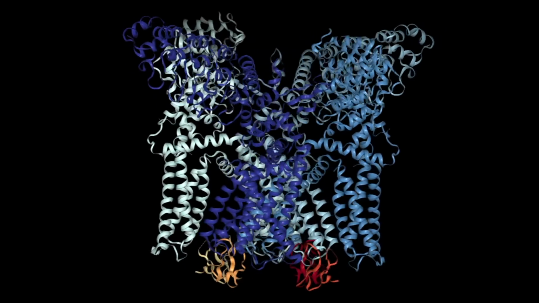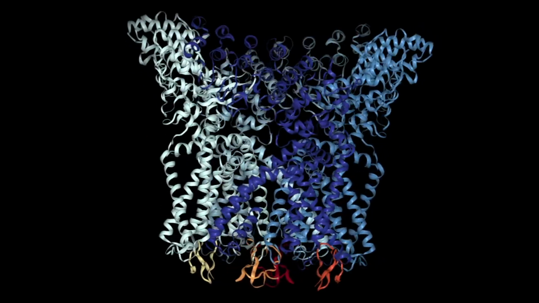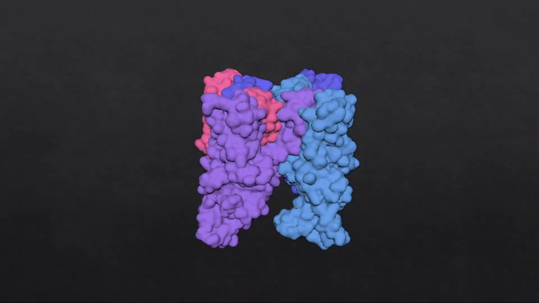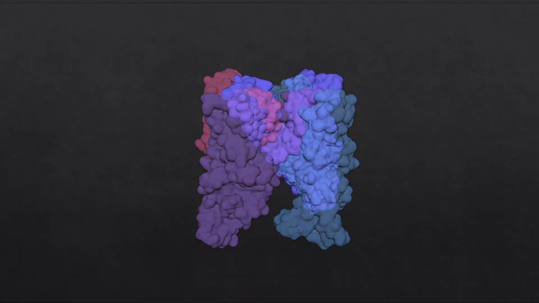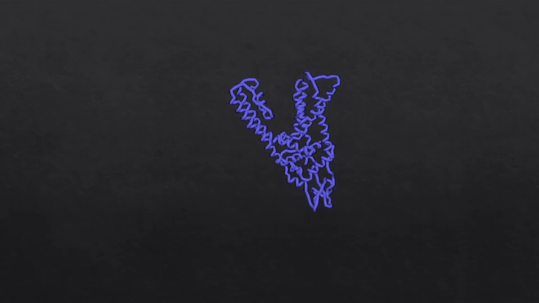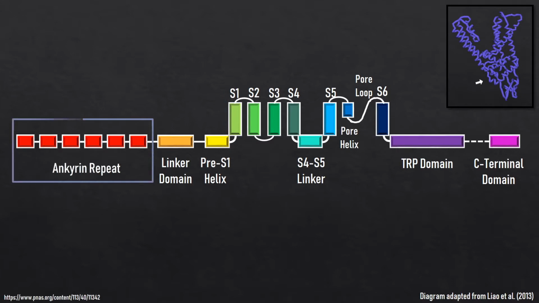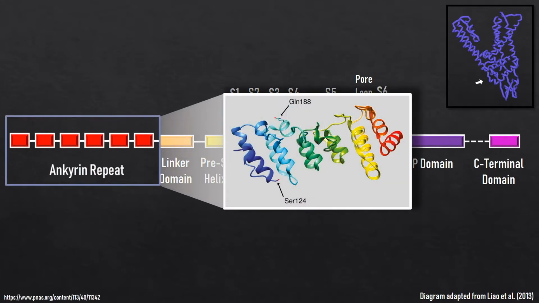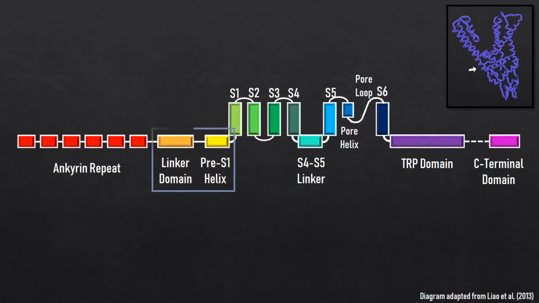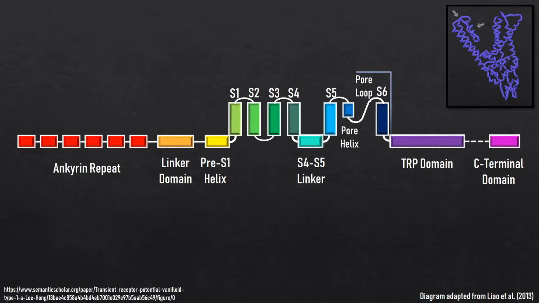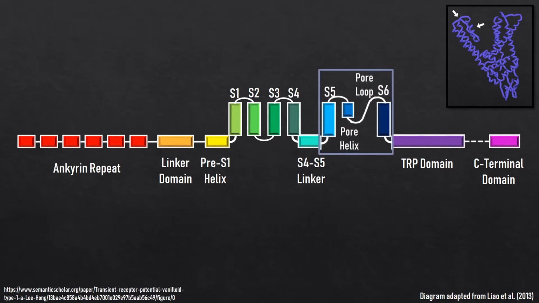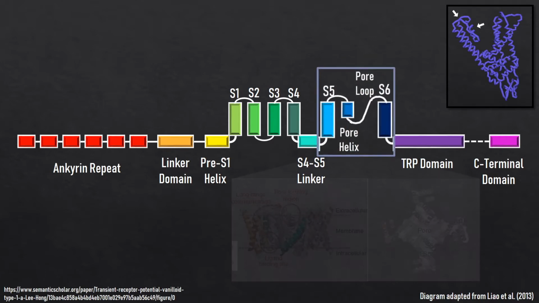The structure of TRPV1 was elucidated by cryo-electron microscopy and computational modeling. The TRPV1 receptor is a transmembrane protein with 4 subunits. Each subunit is composed of 6 alpha helices, S1 through S6. At the N terminus is an ankyrin repeat domain, a 33 residue sequence believed to interact with proteins. A linker domain connects this segment to the pre-S1 helix. The S4-S5 linker connects the S4 and S5 helices. A P-loop composed of a short helix and a loop link the S5 and S6 helices.